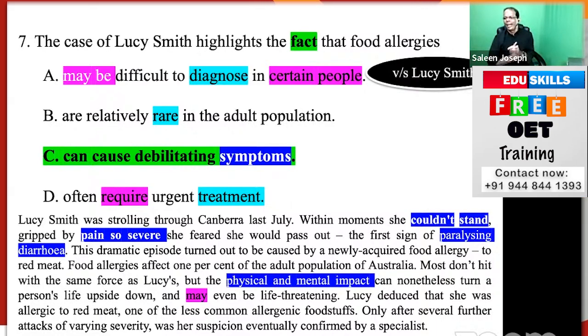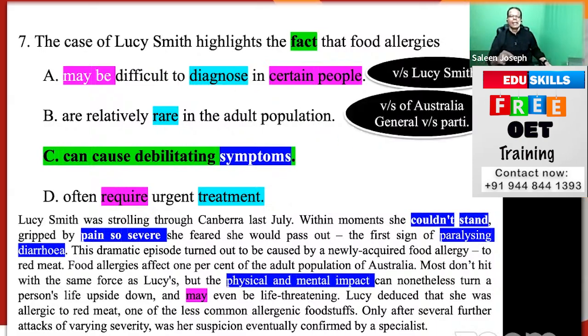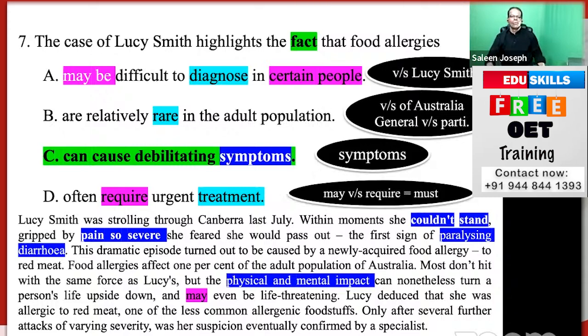Now again, general and particular. See how many strategies you can use. And option B: relatively rare in the adult population of Australia. So general and particular. Here, general means the adult population in general, and particular is the adult population of Australia. And the third one is symptoms. The fourth one, often require urgent treatment. Somewhere it is given easily. About treatment it speaks: can nonetheless turn a person's life upside down and may even be life-threatening. Life-threatening means you need treatment. You can understand? You need treatment, but it is may. It says may even be life-threatening.